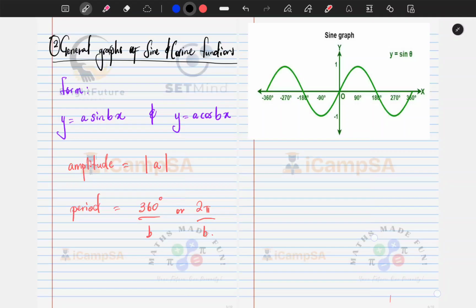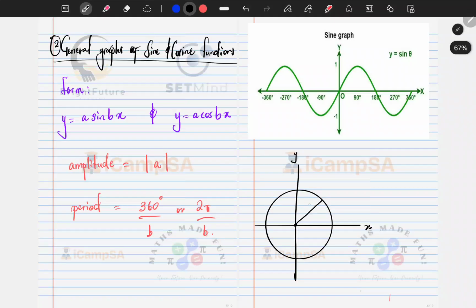If you remember very well, if you take a unit circle, let's just draw a unit circle with radius 1, and we draw this on a Cartesian plane. So you have your x, you have your y, and then this is your radius 1. So you can just say r = 1. And then this will be your point.